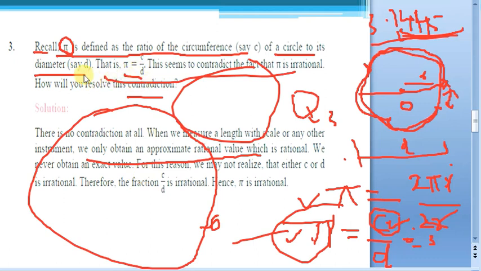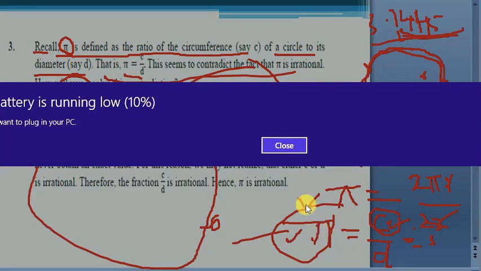Whenever you come across any circle, pi can be defined as the ratio of circumference to the diameter, always. So even if it seems to be a contradiction, it is not so. Why? Because with any instrument we are not going to get the exact value. That is the reason.